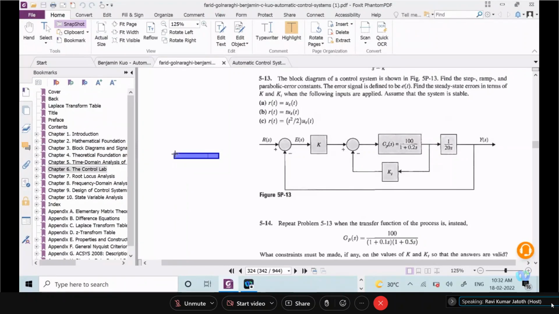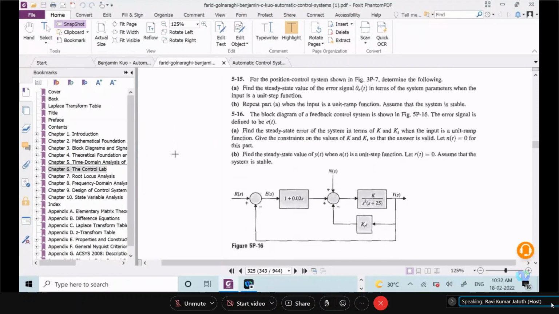Right. So this is the problem. The block diagram of a control system is shown in the figure. Find the step, ramp and parabolic error constants. The error signal is defined to be E of t. Find the steady state errors in terms of K, KT when the following inputs are applied. Assume that the system is stable. That you can do, I think. It is a similar problem, 5-13.